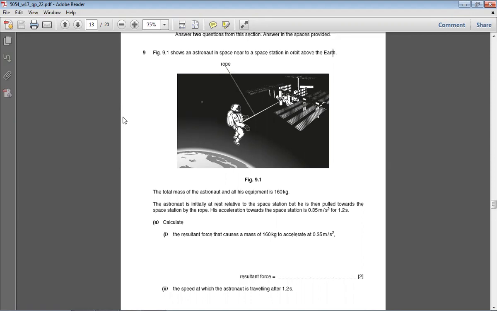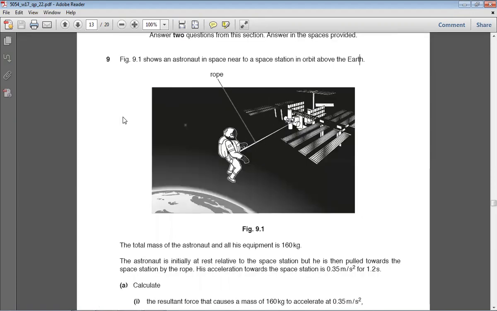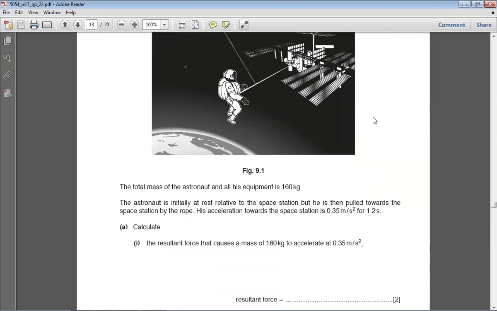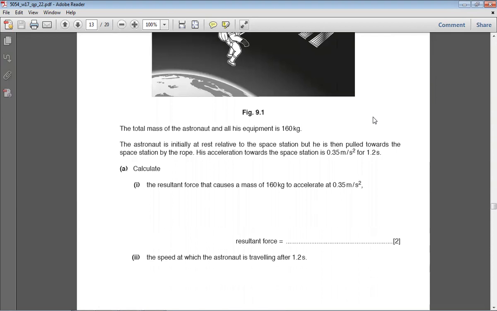The astronaut is initially at rest relative to the space station, but he is then pulled towards the space station by the rope. His acceleration towards the space station is 0.35 meter per second square for 1.2 seconds. Calculate the resultant force that causes a mass of 160 kg to accelerate at 0.35 meter per second square.